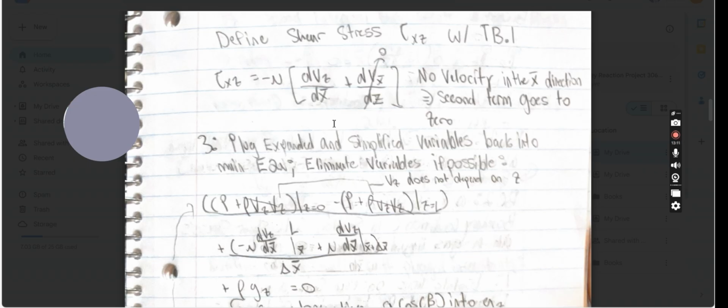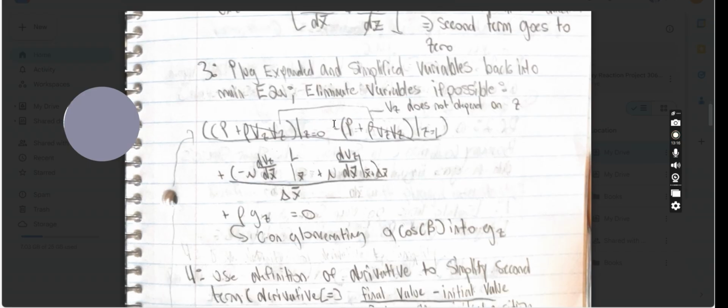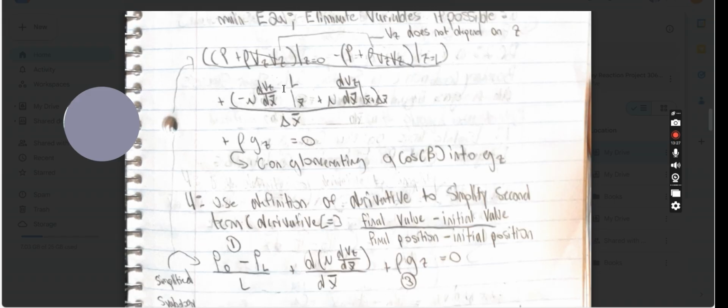So yeah, then you plug those terms back into the expanded direction, and obviously this top term would be 0 because there's no differential pressure at all, because it's exposed to the atmosphere. So you get this, and then use the definition of a derivative: the final value minus the initial value over the final position minus the initial position, as long as it's linear. If it's not linear, you can't actually just write this out. Well, you can for this case, but just disregard.